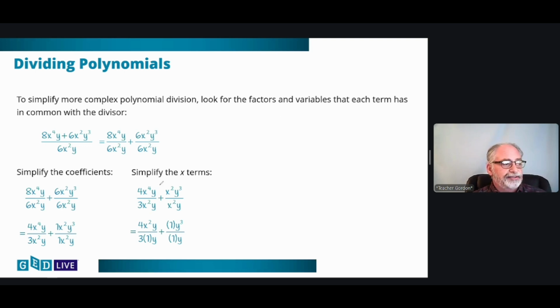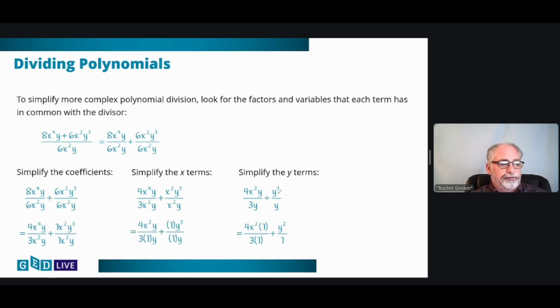Deal with the y's. I have y over y, y divided by y. Same theory as I just said with x squared over x squared, y over y is nothing. It's 1. It's just 1. It's not nothing. It's 1. So now that cancels.